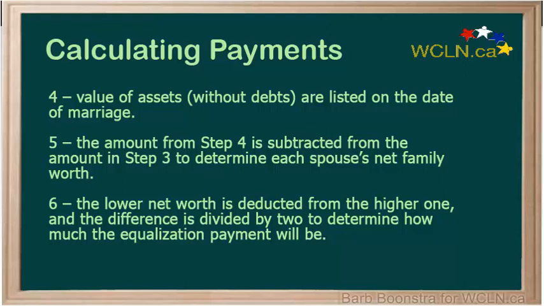5. The amount from step 4 is subtracted from the amount in step 3 to determine each spouse's net family worth. 6. The lower net worth is deducted from the higher one, and the difference is divided by 2 to determine how much the equalization payment will be.